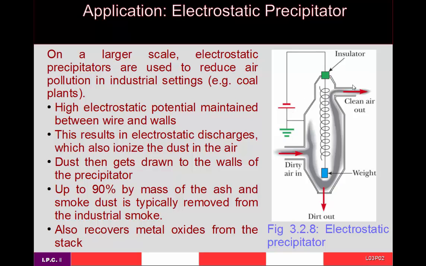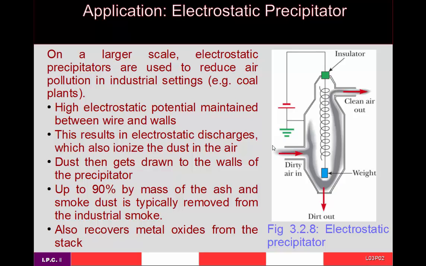There's a nice diagram of one here. So you bring the dirty air in, and what we have here is a battery. This represents a battery. One side is connected to ground, which is also connected to basically the side wall of your smokestack. The other side is connected to a little wire which winds down. It's going to pick up some negative charge.